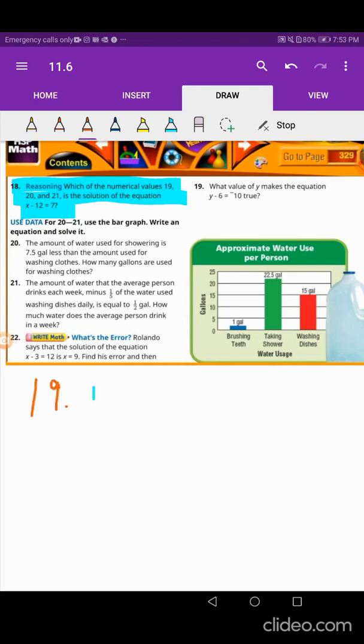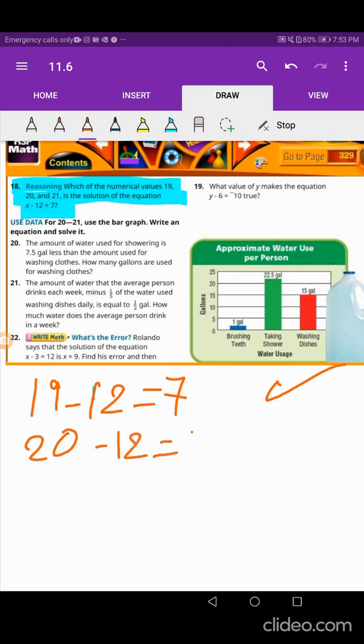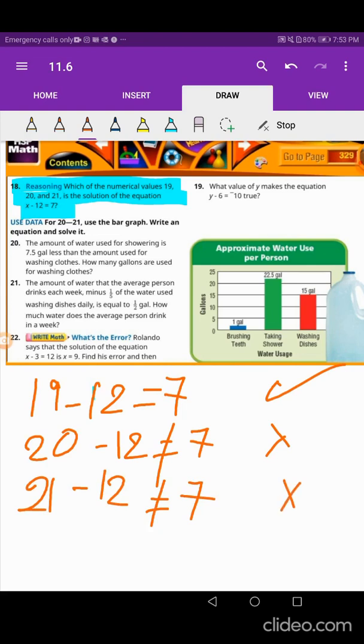Is 19 minus 12 equal to 7? Yes, it is. Right. Is 20 minus 12 equal to 7? No, it doesn't. And does 21 minus 12 equal 7? No, it doesn't. So what is the solution for this problem? The solution is x equals 19. Alright?